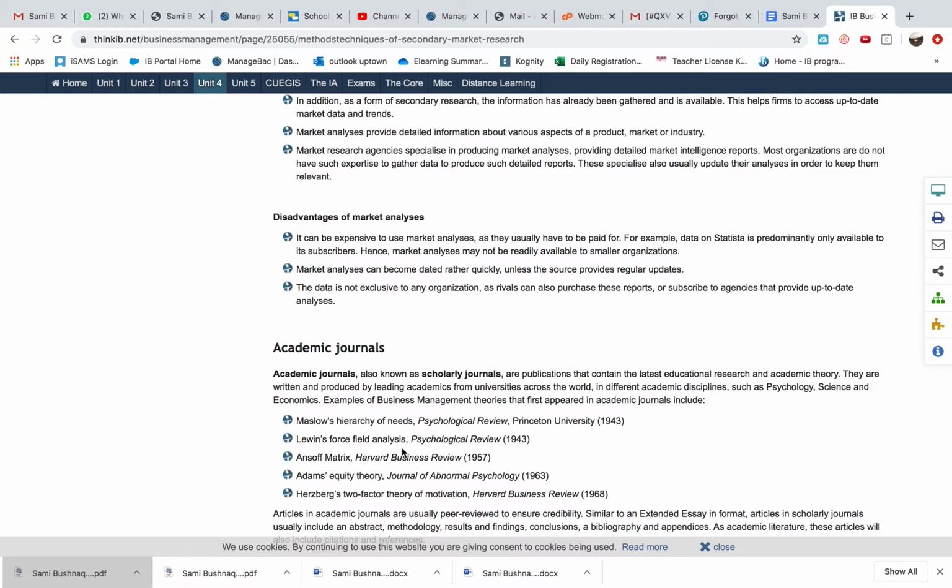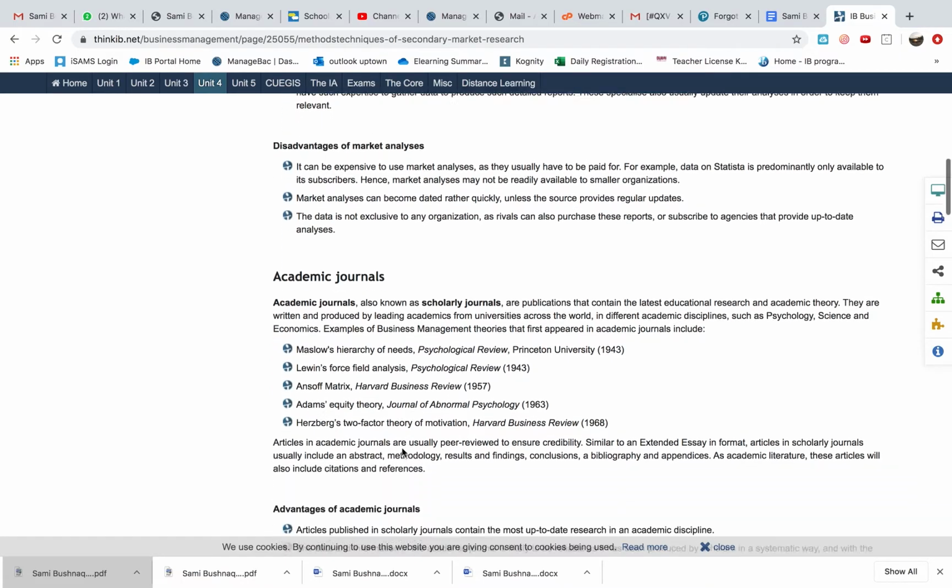Market analysis can become dated rather quickly. So pretty much, unless they look it up every year, you might lose time on it, because it might no longer be relevant, especially now with all this COVID stuff. The world has changed. So stuff from even 6 months ago might not be relevant to us anymore.